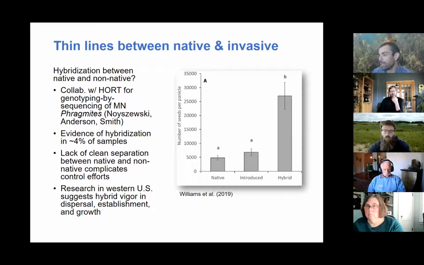In addition, research in the Western US has suggested there can be hybrid vigor in dispersal, establishment, and growth. For example, here showing that hybrid Phragmites produced a lot more seeds. So this just adds to the urgency of being proactive in control efforts so that there can't be more of this hybridization potentially leading to this hybrid vigor.